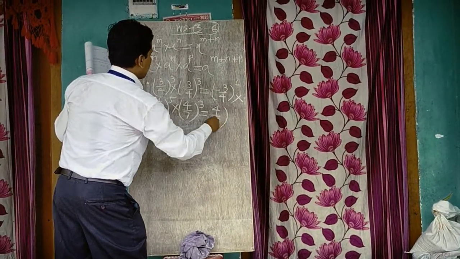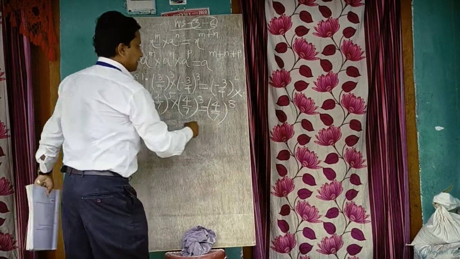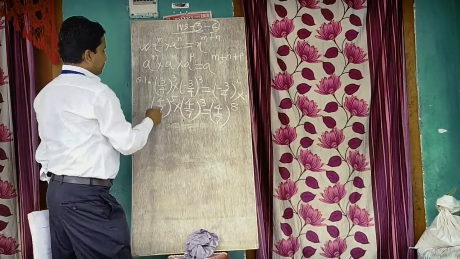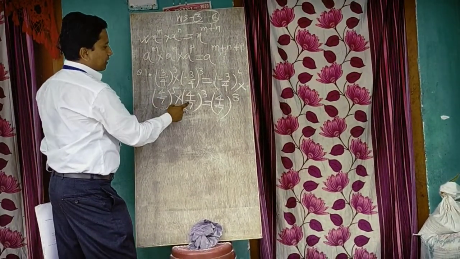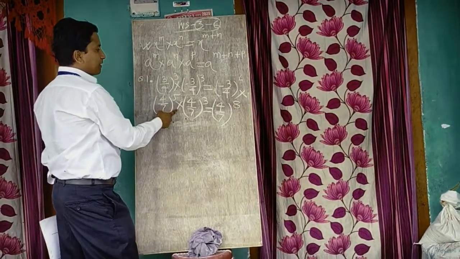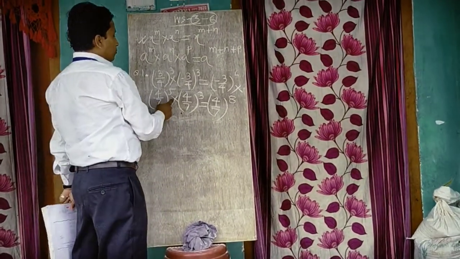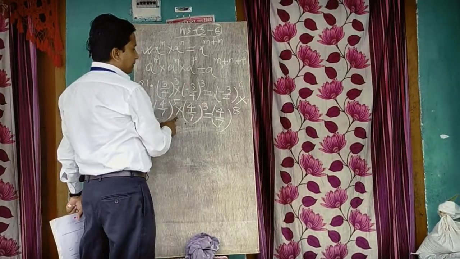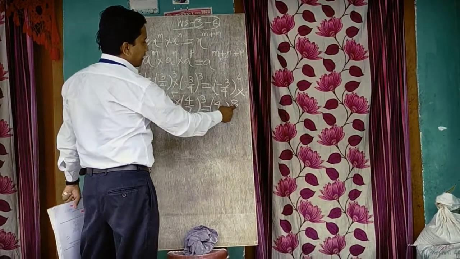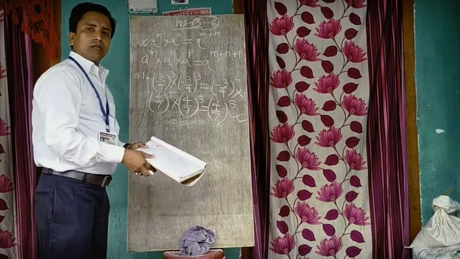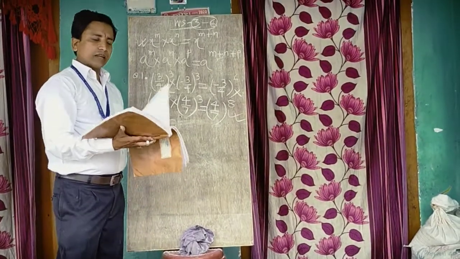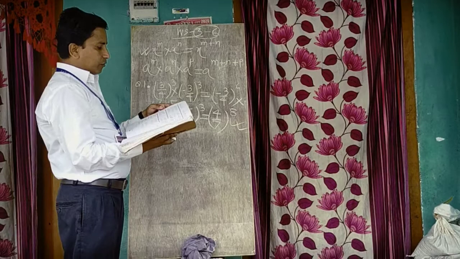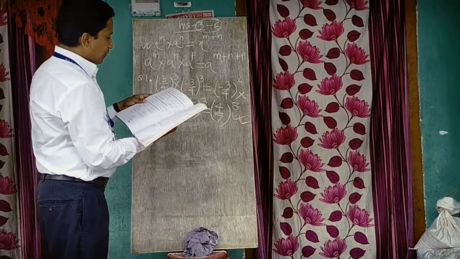Second, (4/7) to the power 5 into (4/7) to the power 3 equal to (4/7) to the power 8. Is it true? Now, the base is 4/7, here is also 4/7, and there is a sign of multiplication. So when the bases are the same, the powers are added in multiplication. So 5 plus 3 equals 8, it is true. Now with the help of this, you can easily solve question number 1. Similarly, question number 2. Now, question number 3.